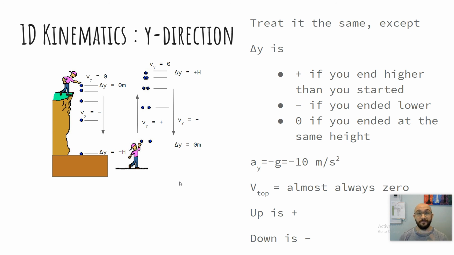Gentleman throwing it up, instantaneous velocity is positive. When it reaches the top, the y velocity is going to be 0. The delta y will be positive h. And then it's going to start to fall with a negative instantaneous y velocity. And then once it gets to the same height, its delta y is now 0 because it's right back where it started in terms of y direction.